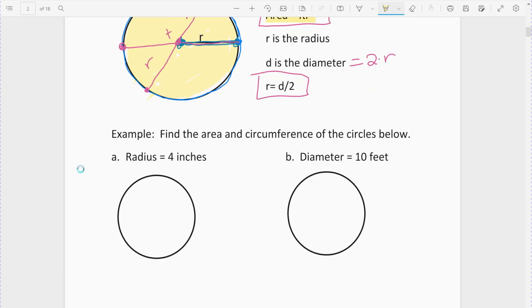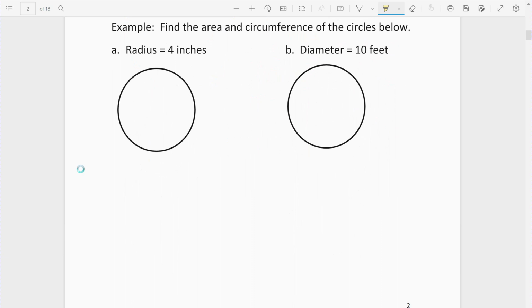All right, so let's do a few examples. I will do an example of one of each case. So one where we're given the radius, one where we're given the diameter. All right, so the first circle, we want to find both the area and the circumference. Remember, circumference is just a fancy term for the distance around my circle, my perimeter.